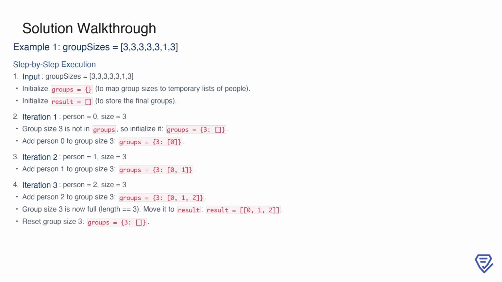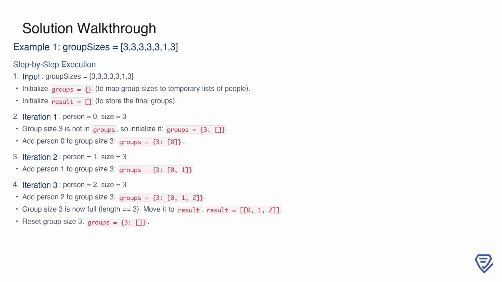In this example, we start with the input groupSizes equals 3, 3, 3, 3, 1, 3. The first step is to initialize two structures, an empty dictionary called groups to temporarily store people based on their group sizes, and an empty list called result to store the final groups. As we iterate over the list, the first person, person 0, has a group size of 3. Since group size 3 is not yet in the groups dictionary, we initialize it as an empty list.